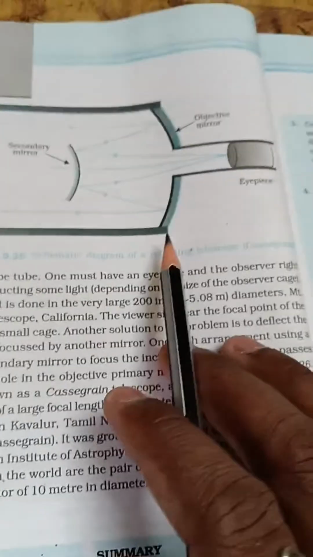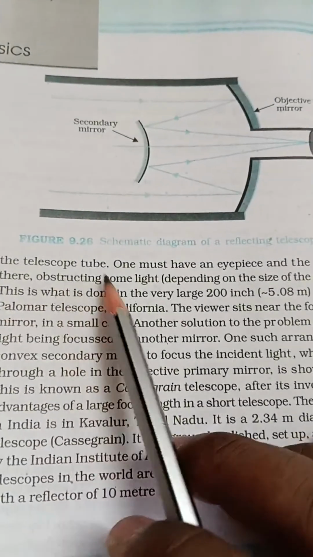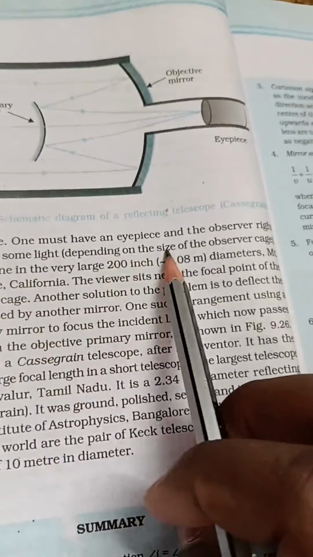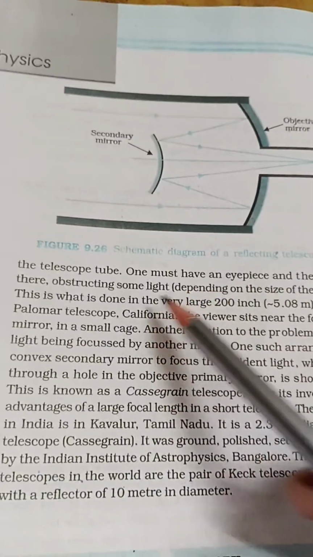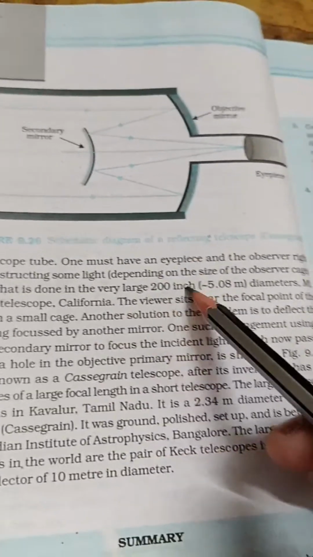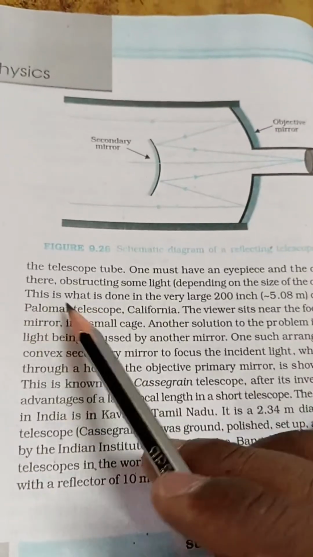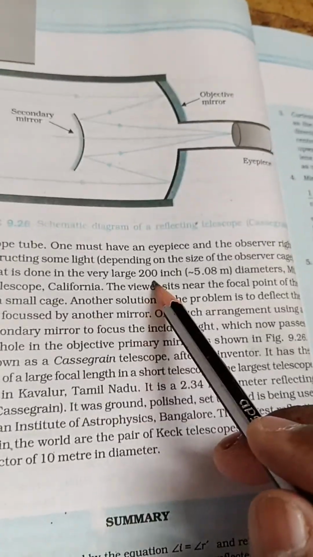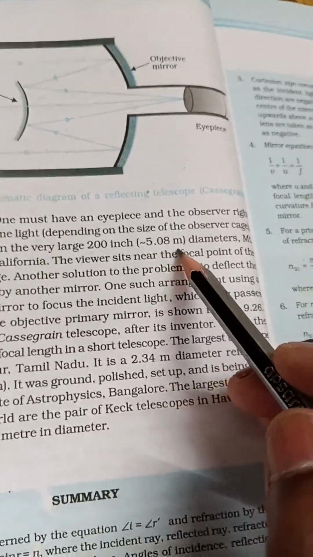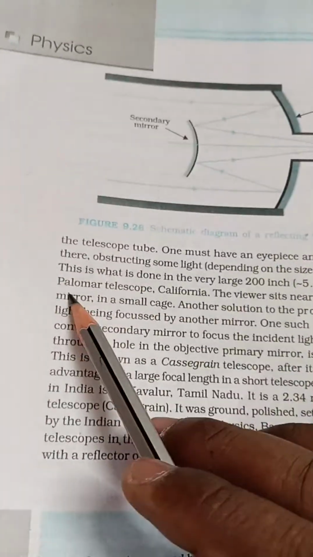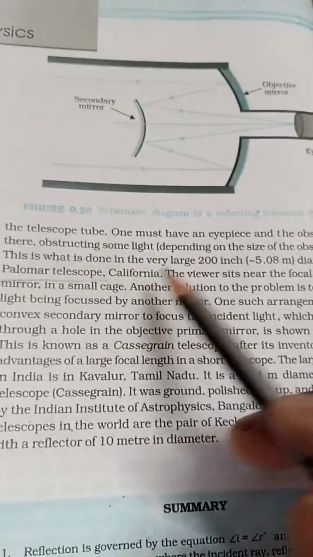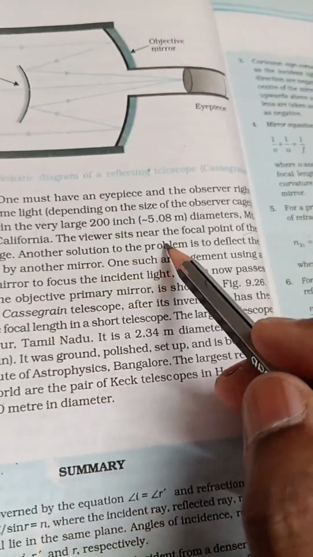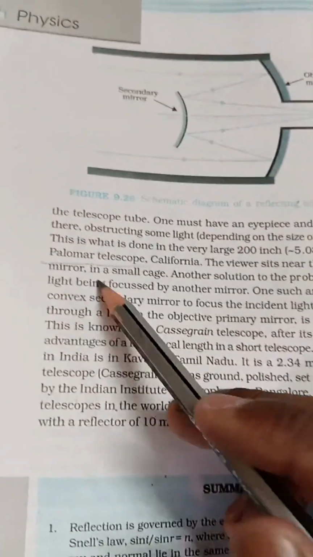One must have an eyepiece and an observer right there, obstructing some light depending on the size of the observer's cage. This is what is done in the very large 200-inch, that is 5.08 meter diameter, Mount Palomar telescope, which is in California. The viewer sits near the focal point of the mirror in a small cage.